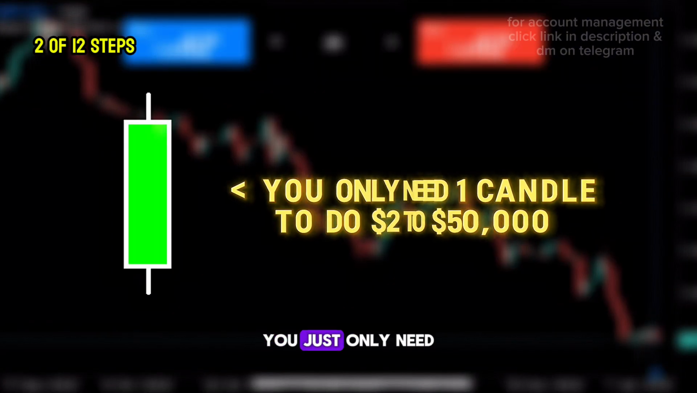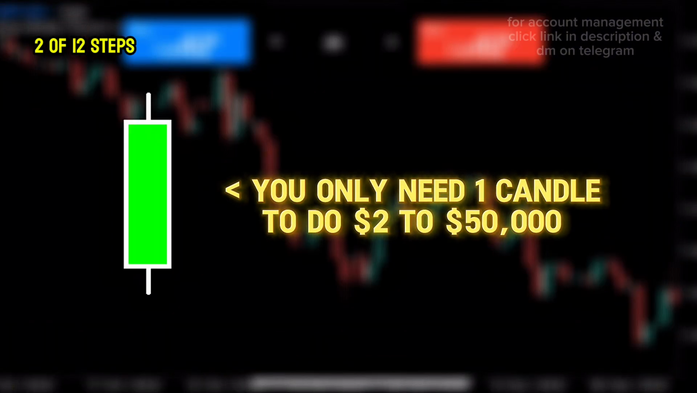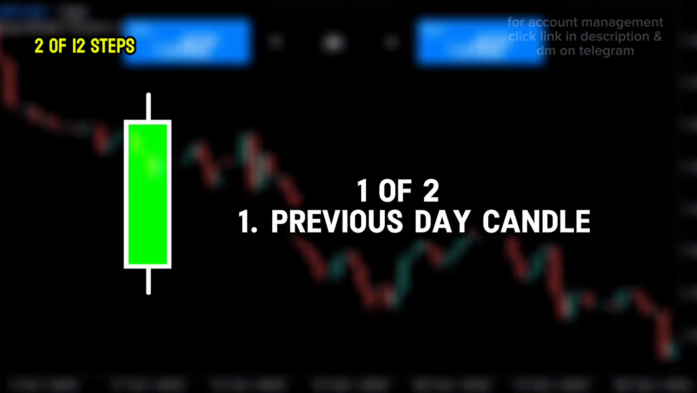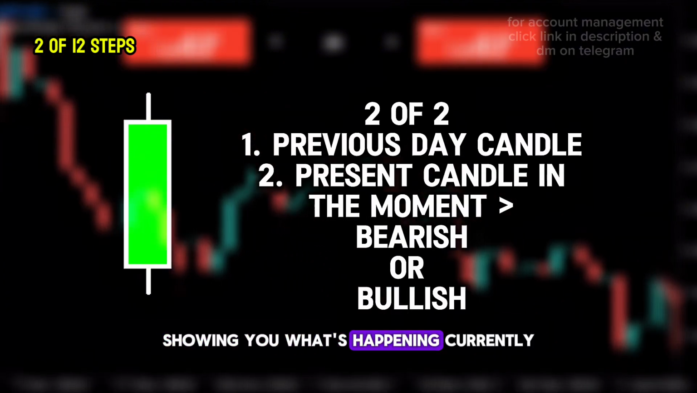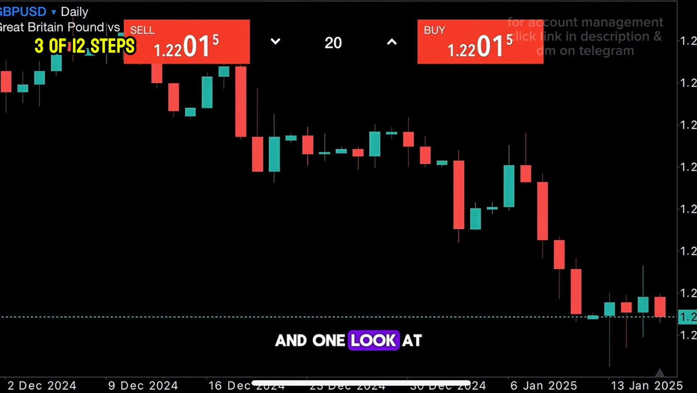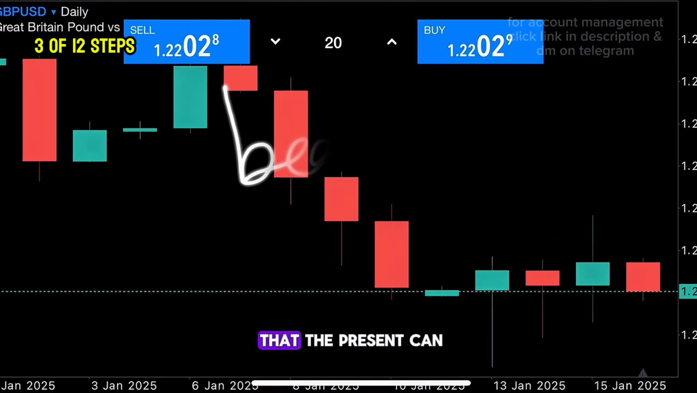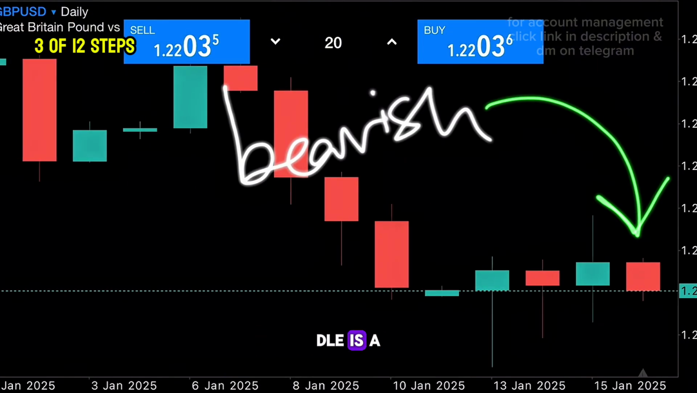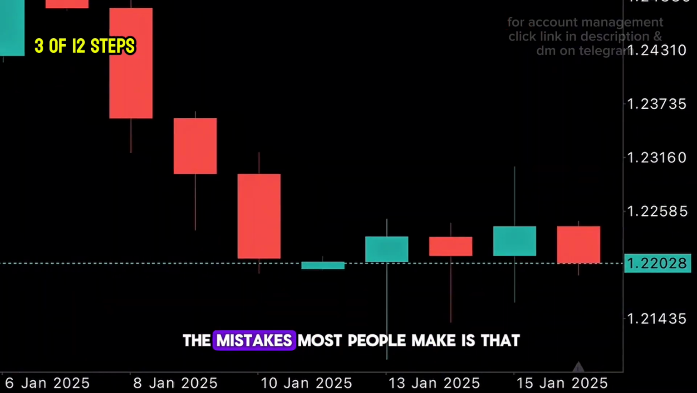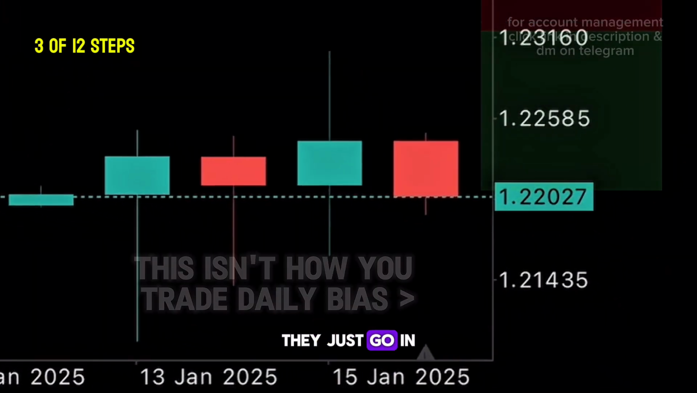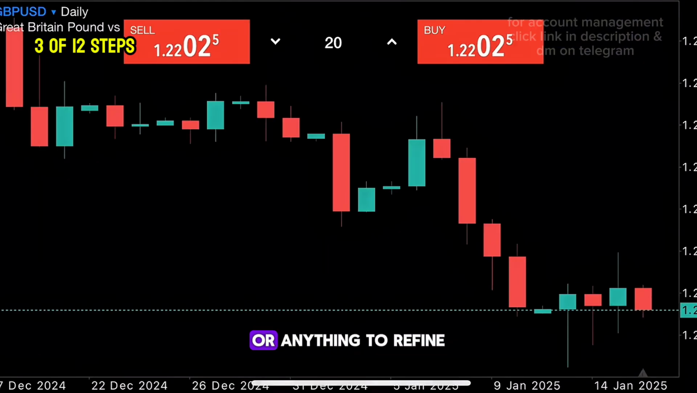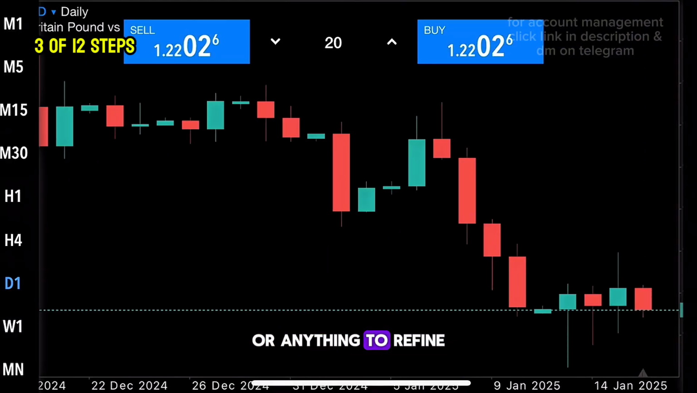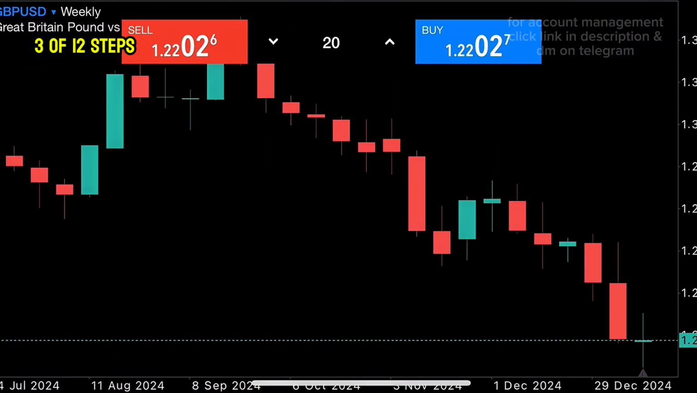So this one, you only need one candle, essentially the candle of the previous day, or let's just say the present candle showing you what's happening currently in the market. One look at your chart, you are going to see that the present candle is a bearish candle, and the mistake most people make is that they just go in to sell at this point without any PDRAs or anything to refine their entry and the likes of that. No, you don't want to do that.